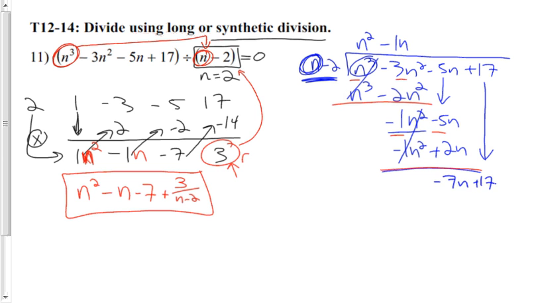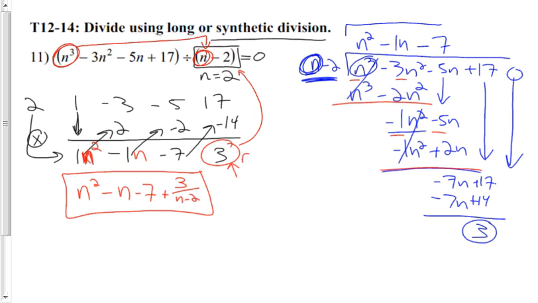Putting down the 1 7. So n goes into negative 7n negative 7 times. That's negative 7n plus 14. Then we subtract and we get 3. Nothing left to bring down, so 3 is our remainder. So our quotient is what we have up here plus 3 over n minus 2. Notice it's the same result that we got doing synthetic division.